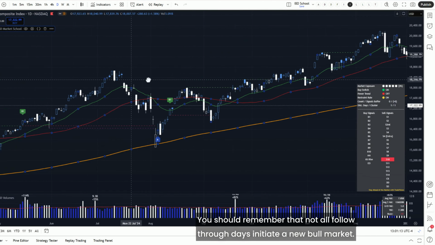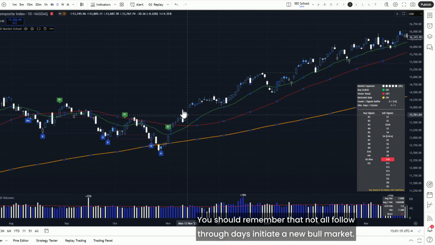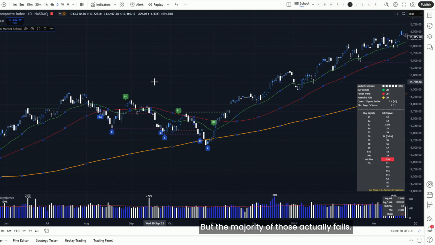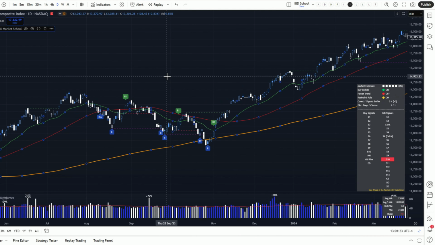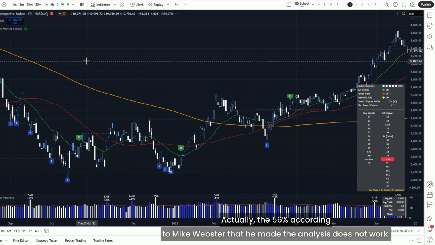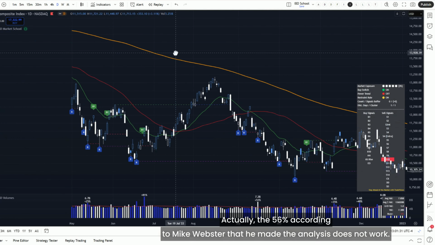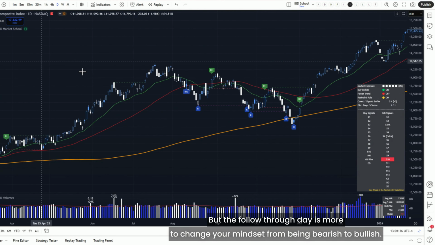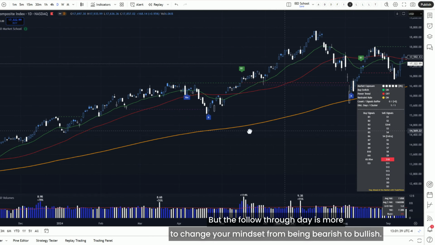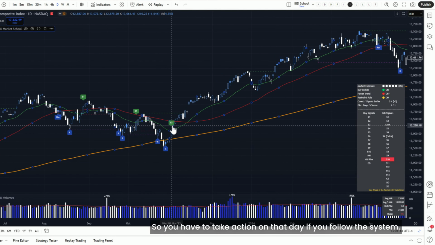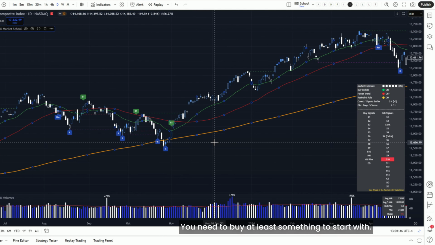You should remember that not all follow-through days initiate a new bull market, but the majority of those actually fail. Actually, 56% according to Mike Webster, who made the analysis, do not work. But the follow-through day is more to change your mindset from being bearish to bullish. So you have to take action on that day. If you follow the system, you need to buy at least something to start with.